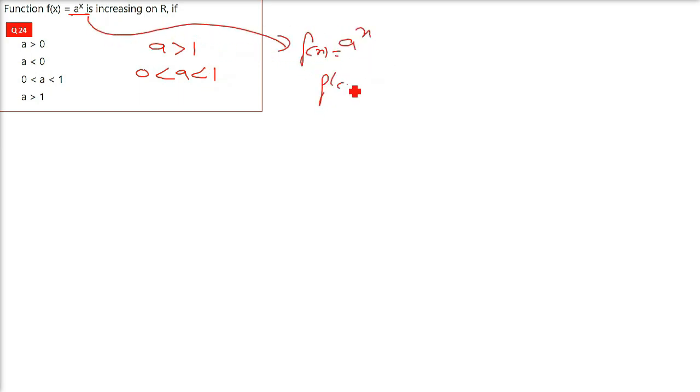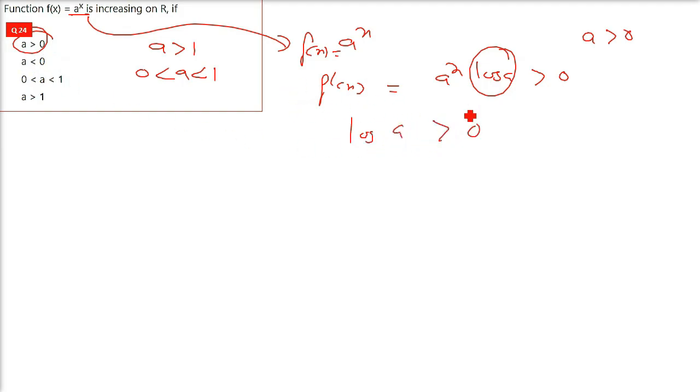But we'll follow the steps. f dash x I am finding out. The differentiation of a raised x is a raised x log a, base e. This is greater than 0. For log, a should always be positive. You cannot have a less than 0. So a should be greater than 0. a raised x, whatever value of x you put, a is a constant here, and anything greater than 0 to the power x will always be positive.